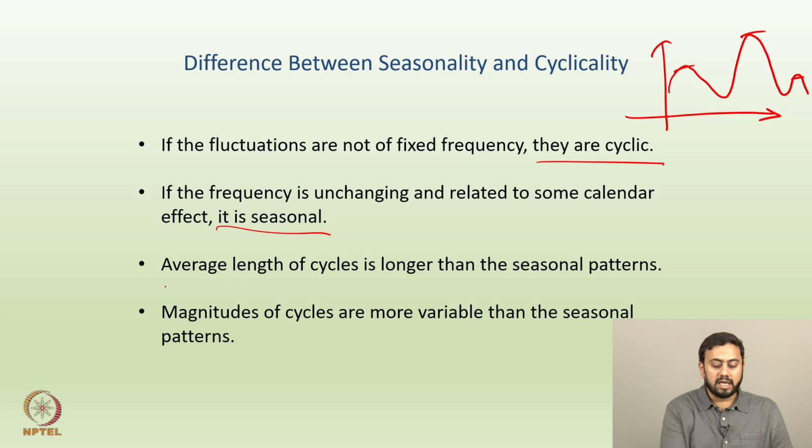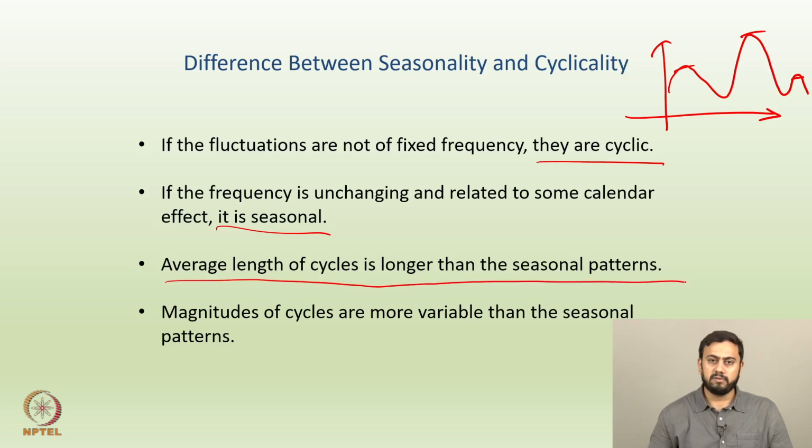And typically the average length of cycles is much longer than that of seasonal patterns. We have seen that, because a typical business cycle does not end within a year. It might take, let us say, 10, 15, or 20 years to complete one business cycle, comprising all the 6 phases that we saw earlier. So, the average length of cycles is much longer than the typical average length of a seasonal pattern.